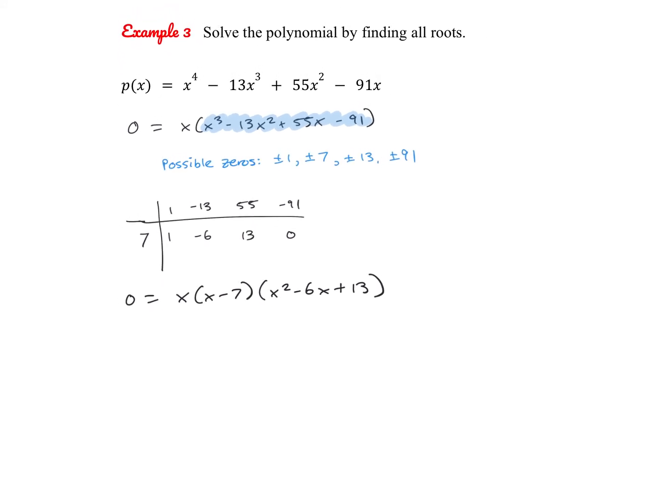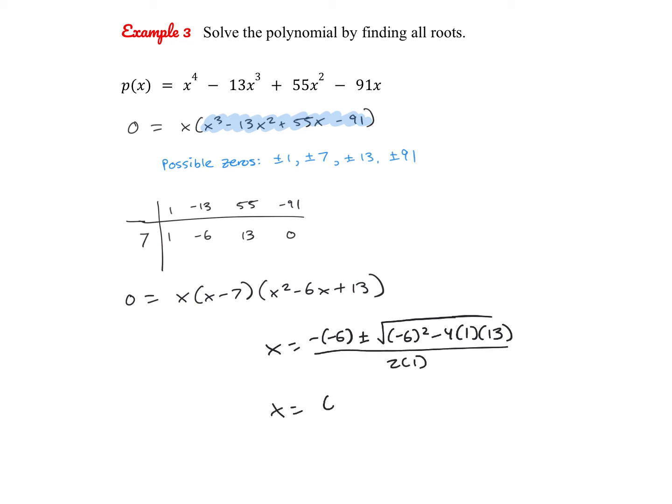All right, let's go ahead and do that. So here we have x equals negative b plus or minus the square root of b squared minus 4 times a times c, all over 2a. x equals 6 plus or minus the square root of... Here we do get a negative radicand, but that's okay. We know how to finish simplifying.